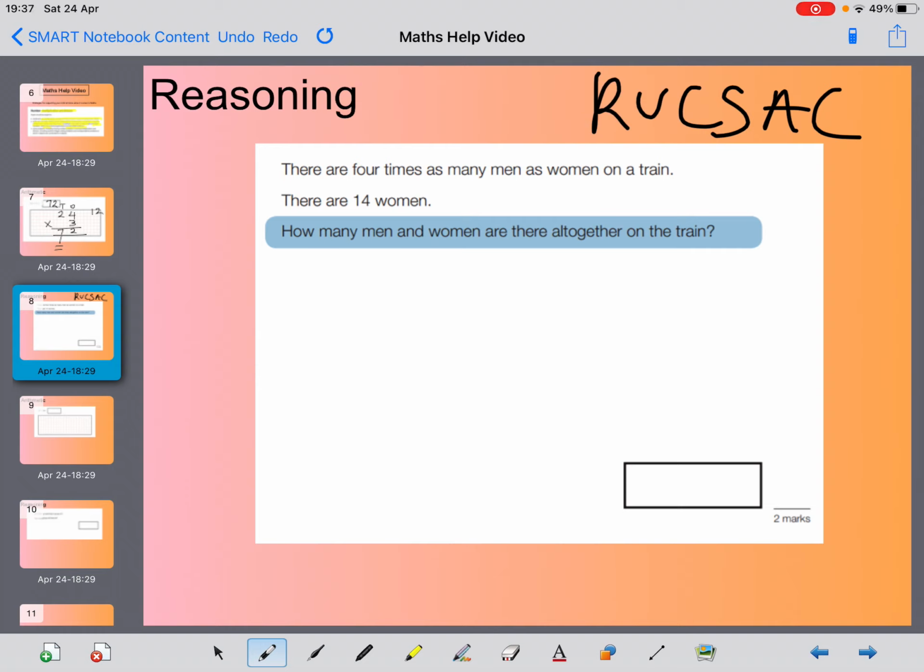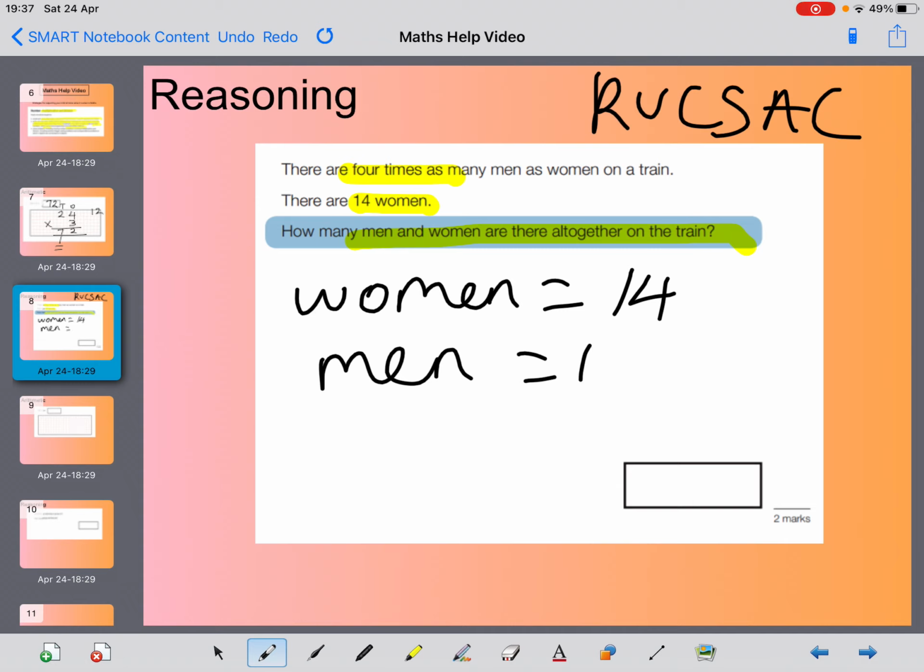This looks like a 2-step problem, so we're going to tackle it one at a time. This is also good because I can already tell that we will be able to apply our multiplication skills and the addition skills that we looked at in the previous video. So I have to underline my keywords. 4 times. There are 4 times as many men as women on a train. There are 14 women. How many men and women are there altogether on the train? So I know that we know how many women there are. There are 14. And for men, there are 4 times as many. So I need to find this first.